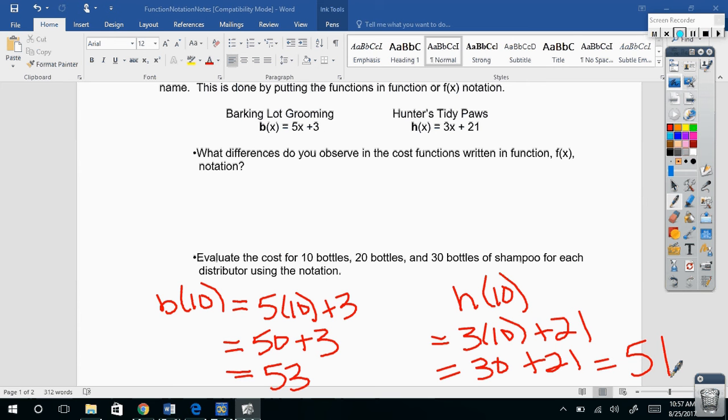Are you confused? That's okay. Yes, that's all we're doing. We're plugging in. When you define a function, that's the equation, and then you can say, okay, if h of x is 3x plus 21, find h of 2. Well, you would just plug a 2 in for the x. Whatever's in parentheses is what you're replacing that variable with.